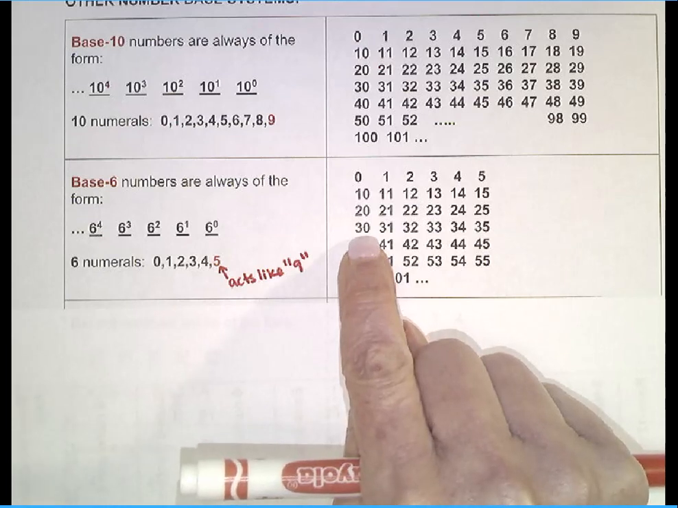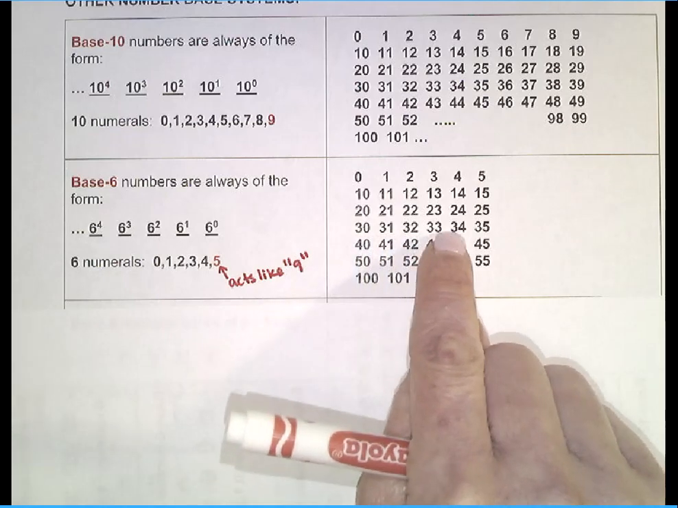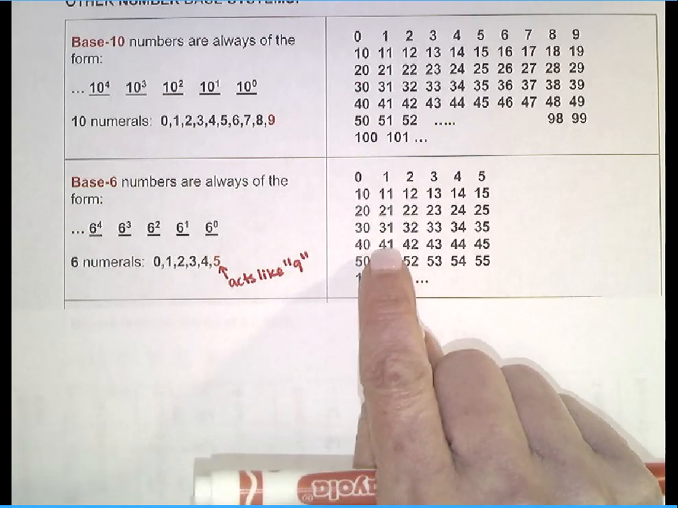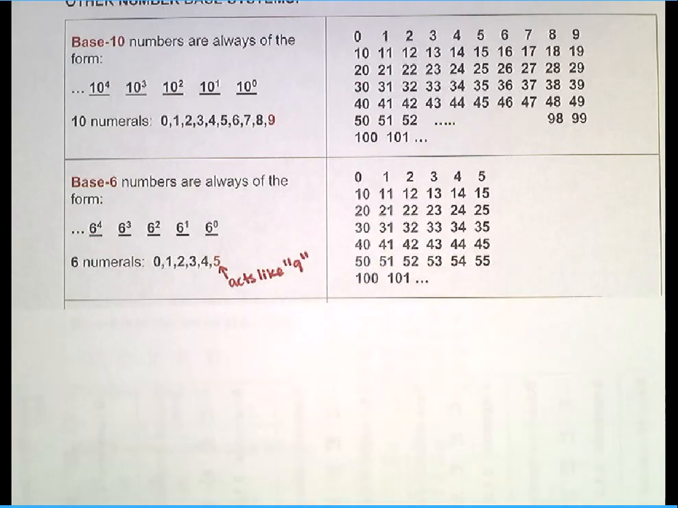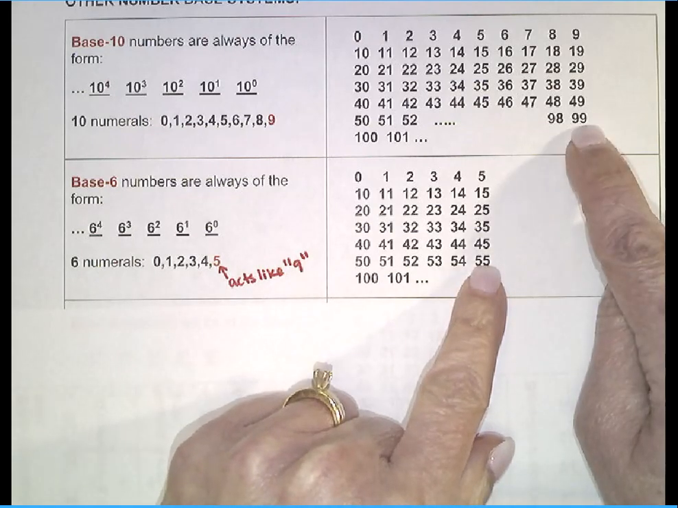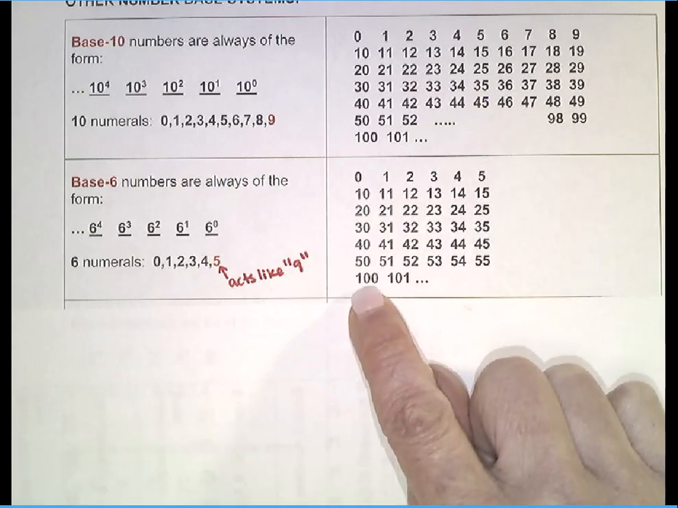But we don't call it 30 because that's specific to base 10. We call it 3, 0. 31, 32, 33, 34, 35. Oh, it's going to roll again. 40, 41, 42, up through 45. Now when it gets to 55, that's like 99. It's your terminal symbol twice. Then it's going to roll into 3 digits after 55.